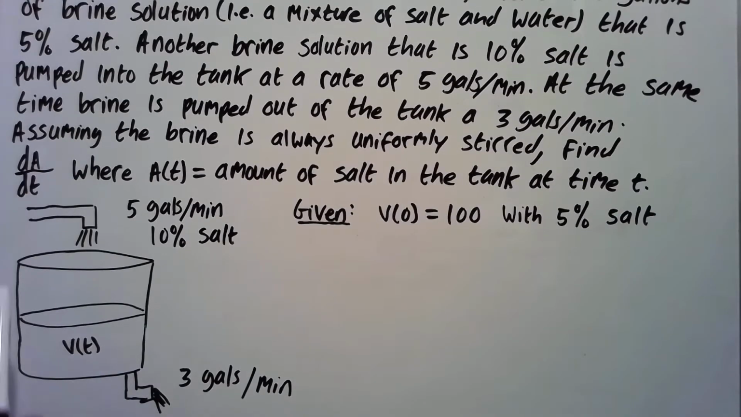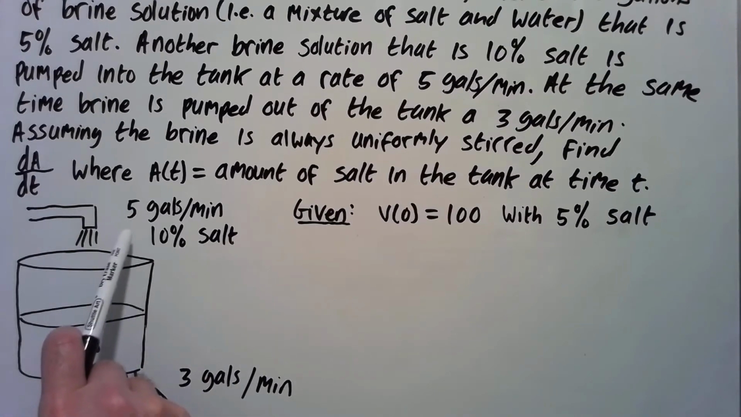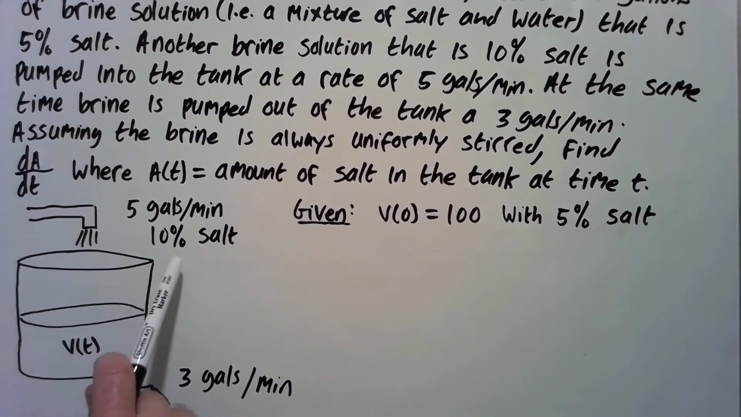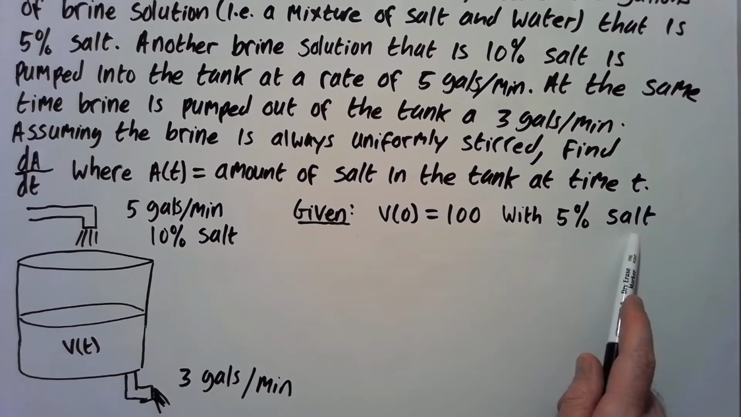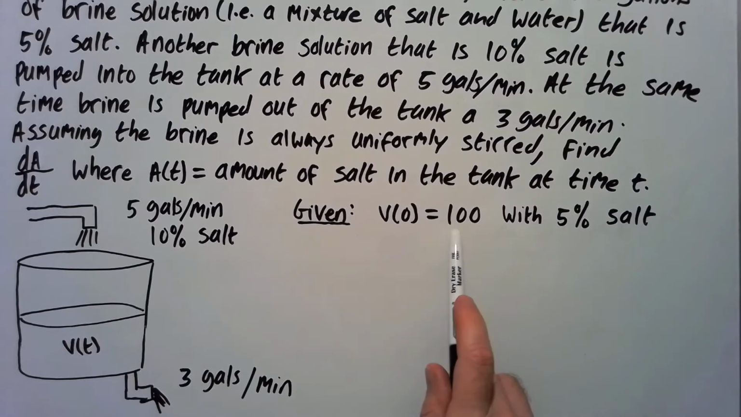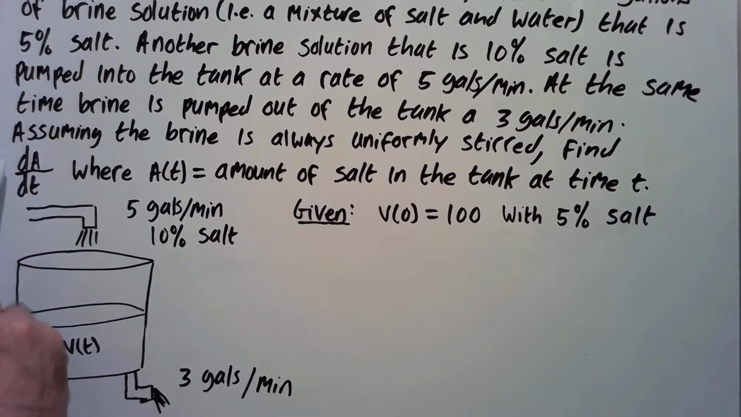Okay, so I've drawn the picture here. Here's my tank. We have 5 gallons per minute coming in, and it's 10% salt. We have 3 gallons leaving at the bottom. And we know at time 0 it has 100 gallons, and it's 5% salt. So I guess there'll be 5 gallons of salt at time 0. So we have to find now the change in the amount of salt in the tank.